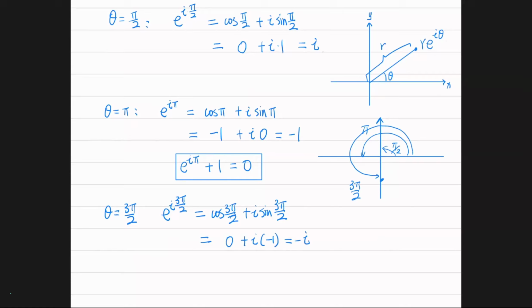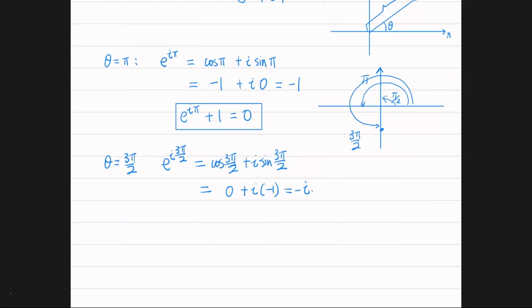Okay, last one. Theta is 2 pi. That's e^(i·2pi). 360 degrees is the same as 0, right? So I think it's just 1 again. It's like a full circle.